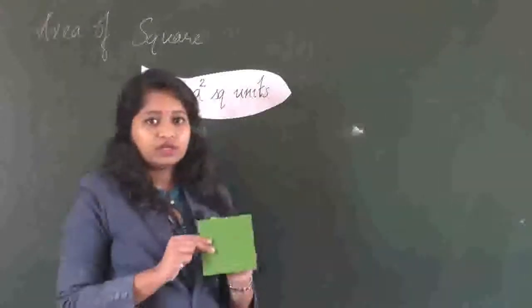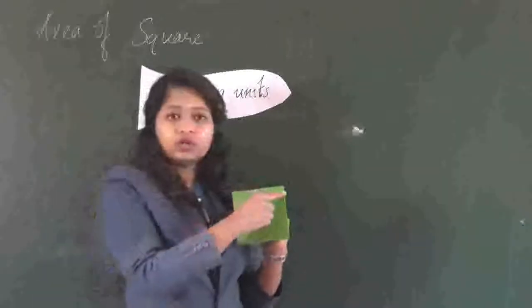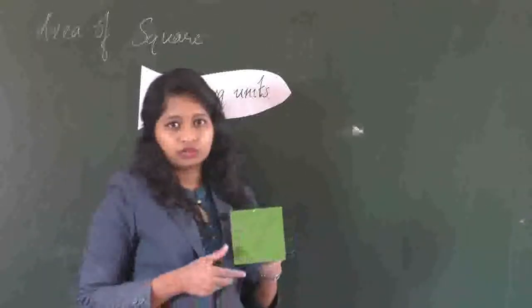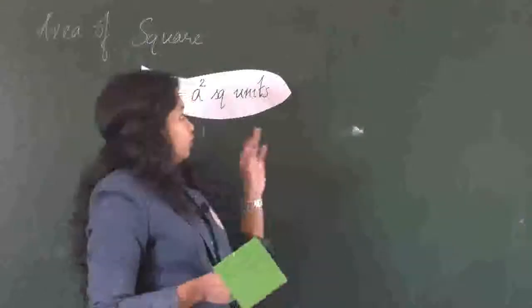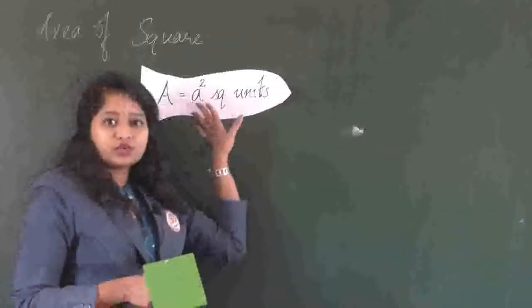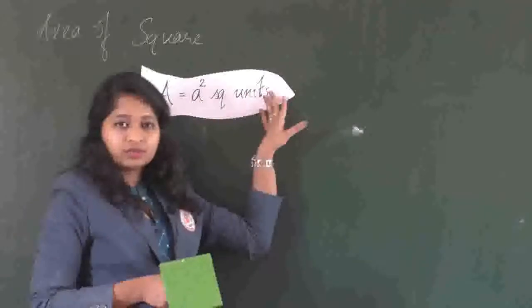Okay. Next, let's see the area of a square. So in the case of a square, as I already told, all 4 sides are equal. So the area of a square is a square, square units.